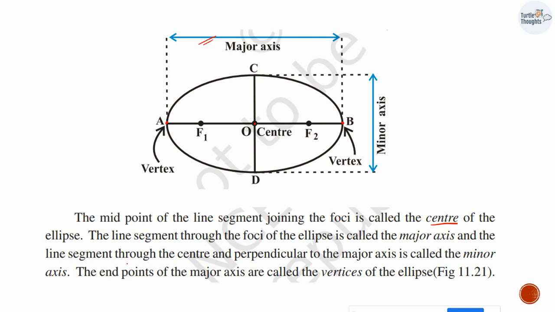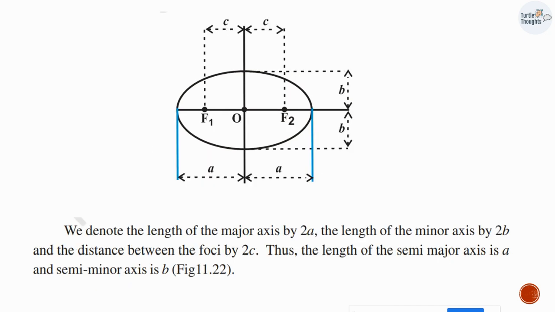And the line segment which passes through the center and is perpendicular to the major axis is called the minor axis. So this is going to be the minor axis, this is going to be the major axis of the ellipse. The endpoints of the major axis are called the vertices of the ellipse.